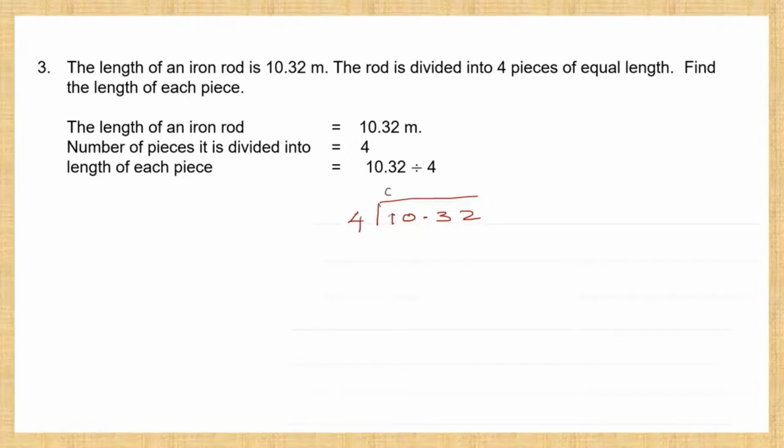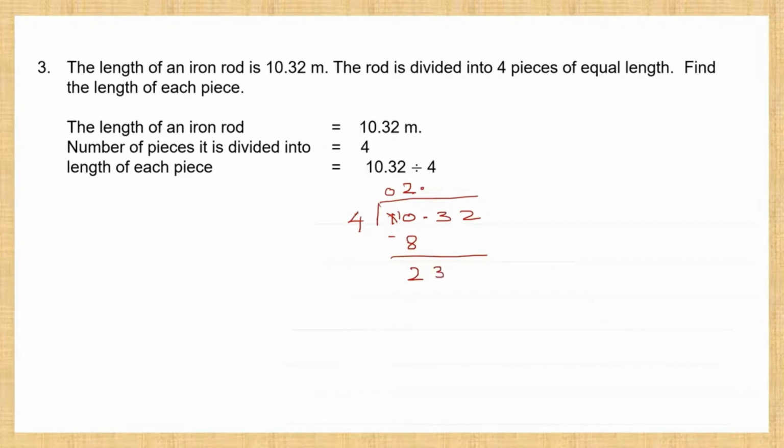1 is smaller than 4, so 0. 10. 4 twos are 8, 10 minus 8 is 2. I carry this point up and I bring down the 3.